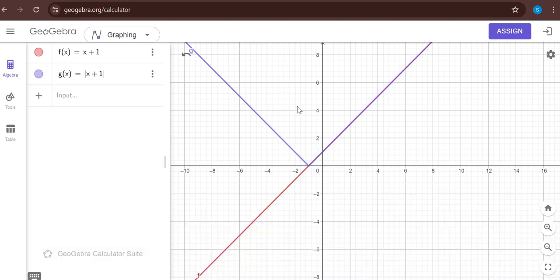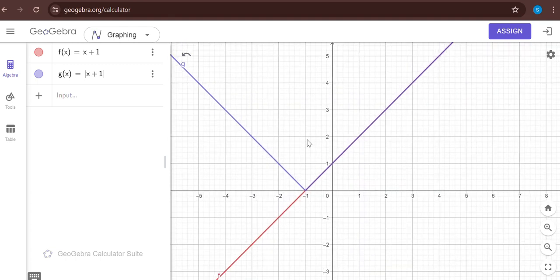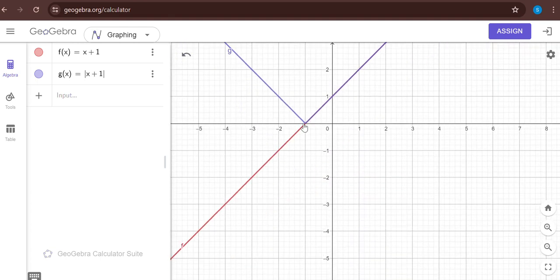Look at here everyone, only the negative part is becoming positive. This is your negative part. So the negative part is becoming positive, and for drawing this graph, again take the mirror image with respect to the x-axis.